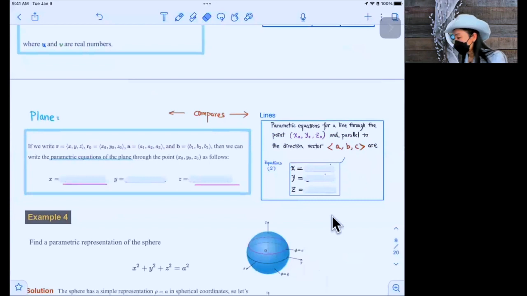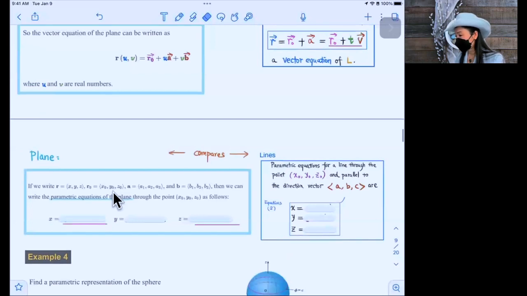Okay, good. The next one is a little bit small. Can you see? Okay. So what are the parametric equations for the plane then? So we write down the vector equation for the plane. So what are the parametric equations for the plane? What does x equal to?